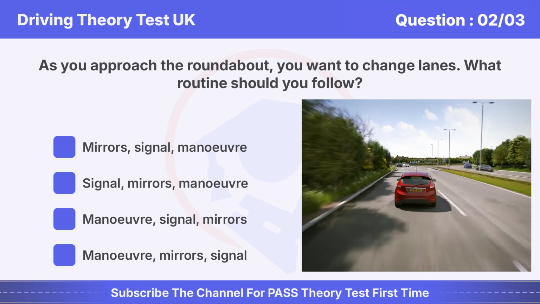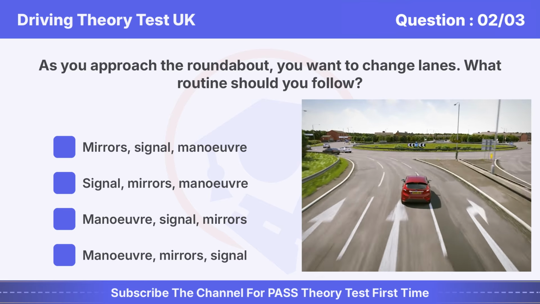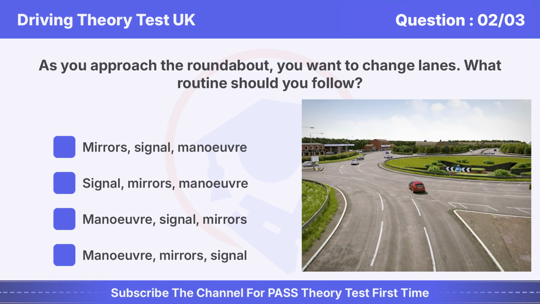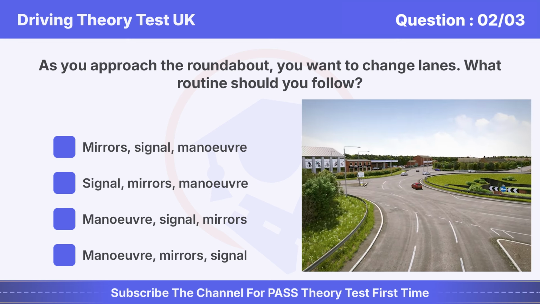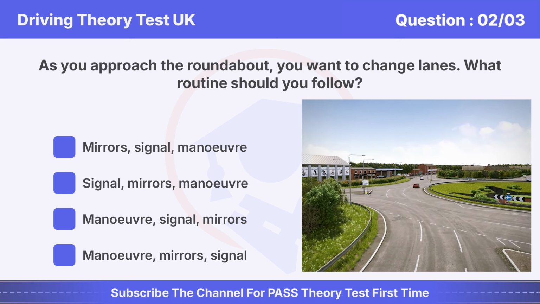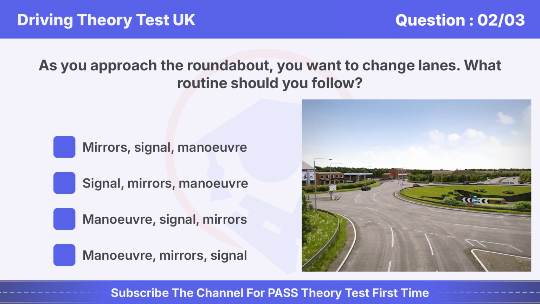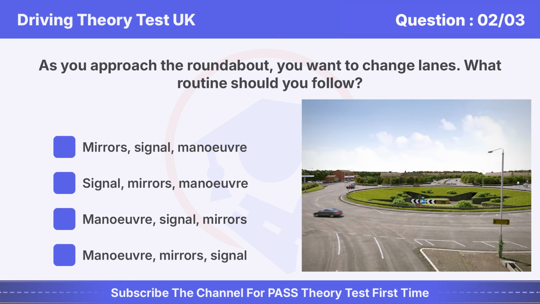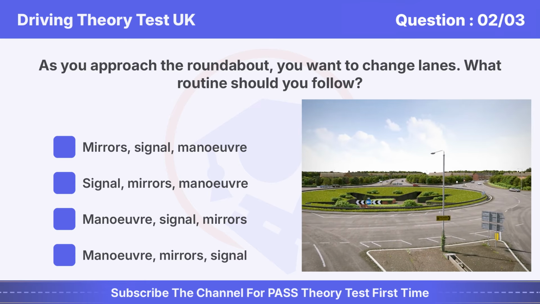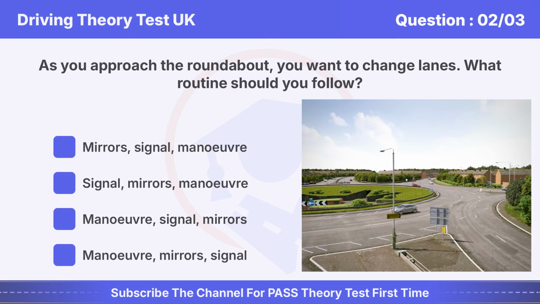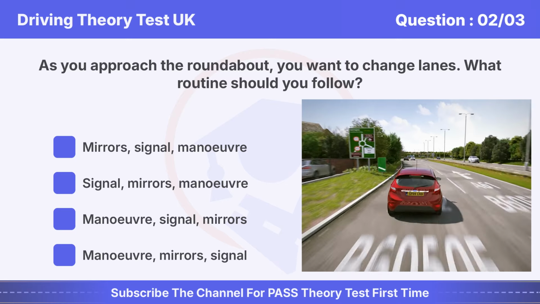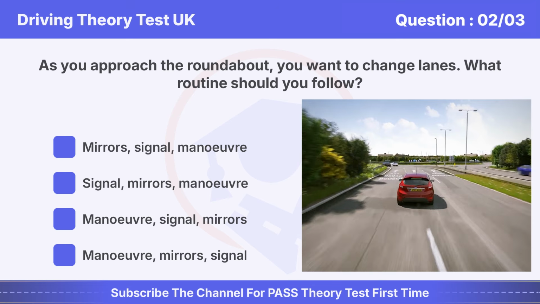Question 2. As you approach the roundabout, you want to change lanes. What routine should you follow? Option A. Mirrors, signal, maneuver. B. Signal, mirrors, maneuver. C. Maneuver, signal, mirrors. D. Maneuver, mirrors, signal.